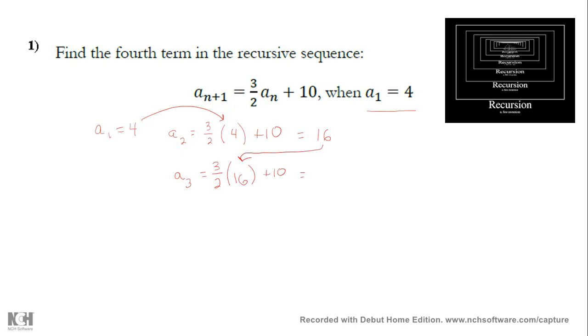So now I'm going to find 3 halves of 16, so that would be 24, and 24 plus 10 would be 34. So now I just have to get to the fourth term. Again, the fourth term has to use the third term. So I'm going to take that 34 and put it in my equation, and I get 3 halves of 34 is going to be 61. And that is the fourth term. So that is my answer.